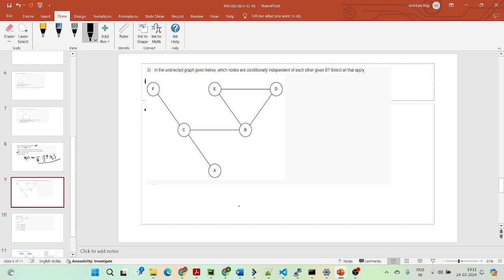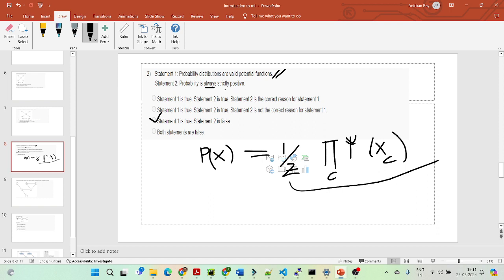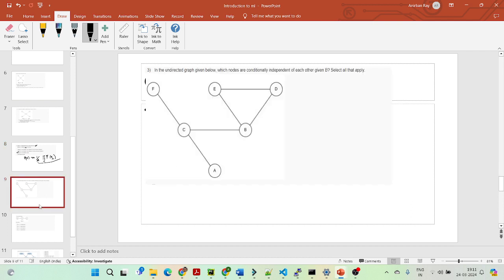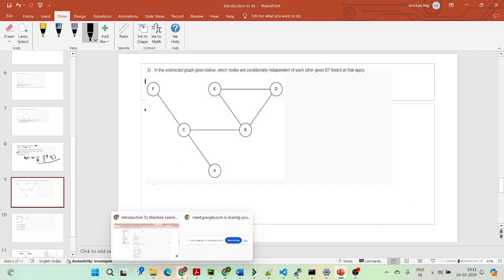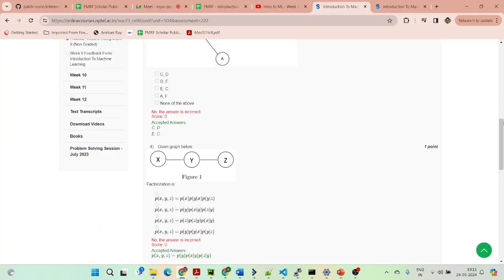So the next question is this one. Probability cannot be negative, no? Now here it says all strictly positive, but it can be zero as well, right? Strictly positive, that means it will be false. It will be false. I missed the options here to find it.